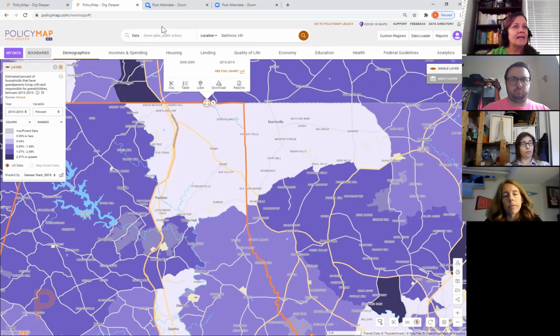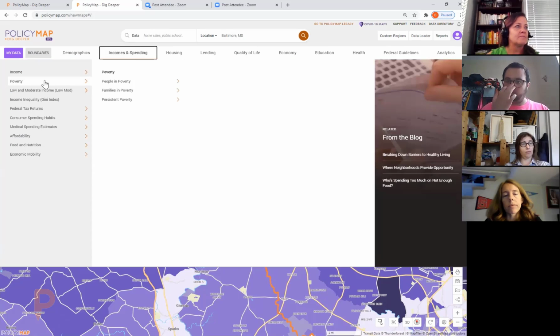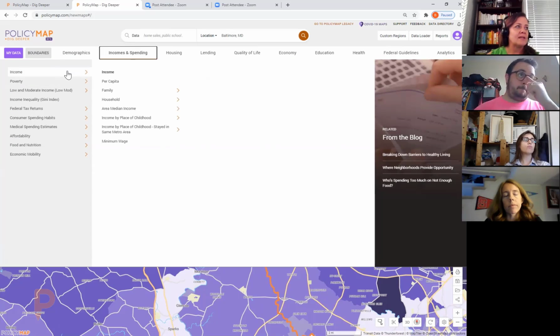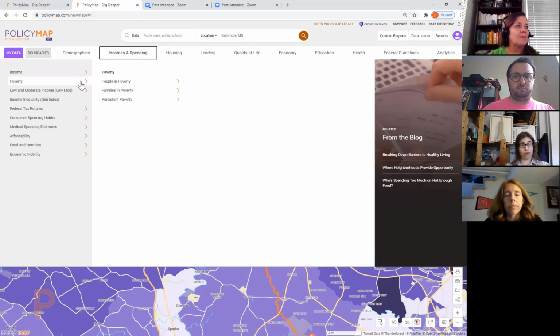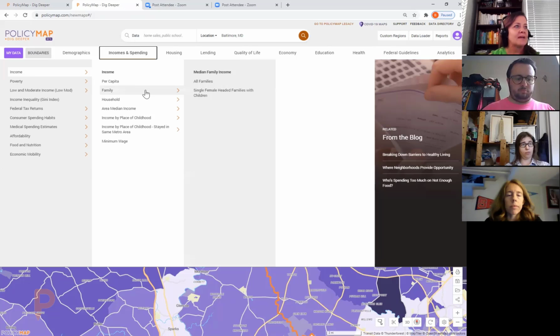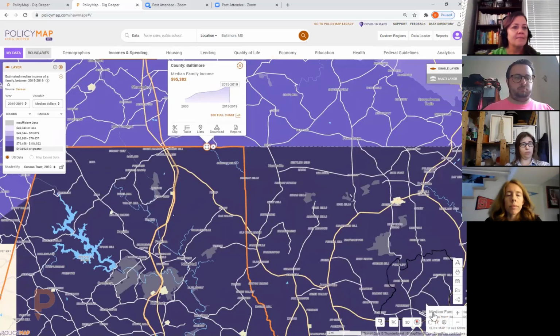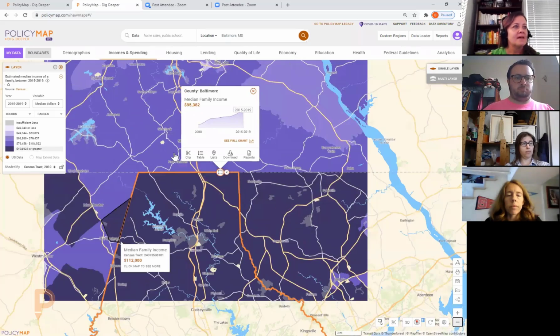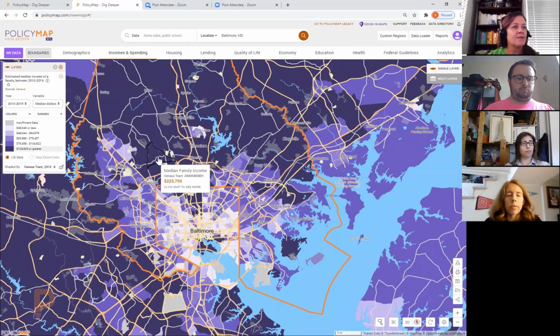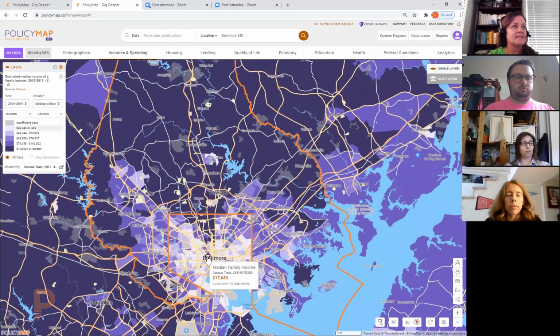So if I'm looking at data, for instance, related to incomes and spending, I can just go in and take a look at these layers where there might be a large number of people living in poverty, and break it out by families or types of families. But I can also go ahead and take a look at maybe per capita income or median family income. And again, if I zoom out a little bit, you'll see I'm looking at Baltimore County. If I wanted to just go into the city of Baltimore, let's do that.